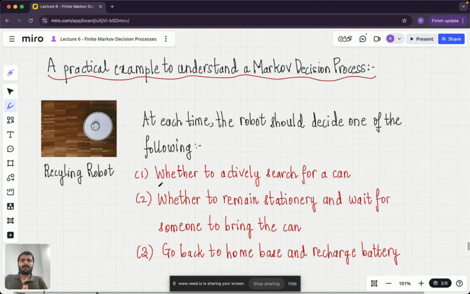So imagine that a robot is moving and the battery is high. So of course the robot will keep on moving. But if the battery is low, then either the robot can simply wait to conserve the battery, or the robot can go back to the home base to recharge the battery. So there are multiple actions which the robot needs to take depending on the state of the robot.